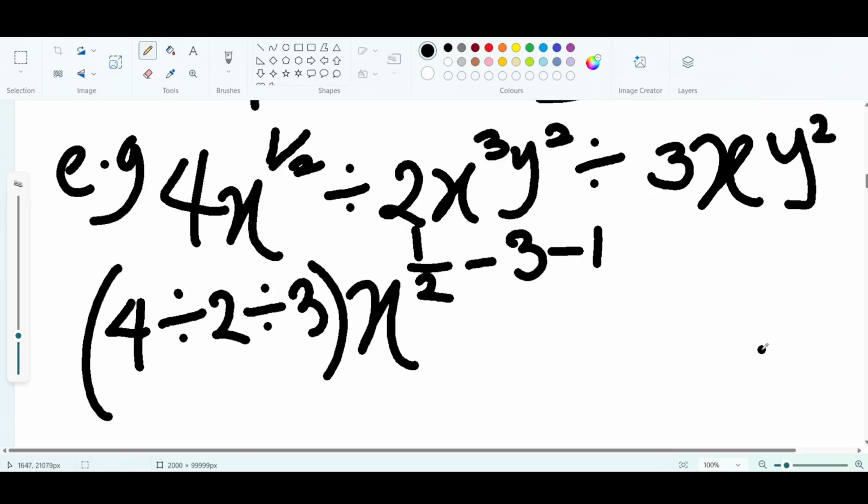Then the next one is y. So if you look at this very well, is there y here? There is no y here. And the fact that there is no y means this is like y raised to the power 0.